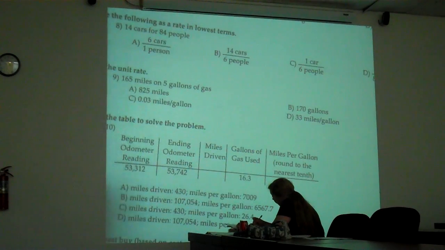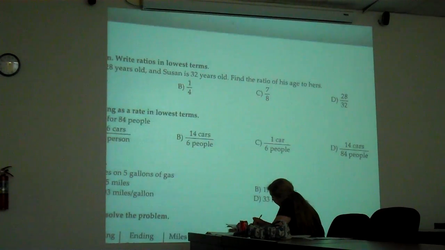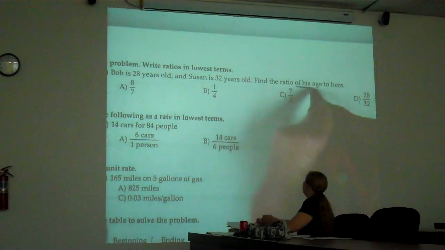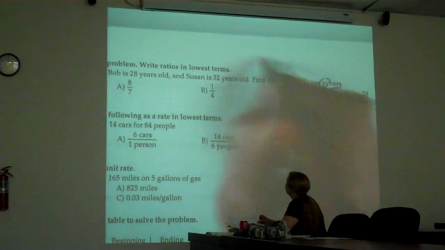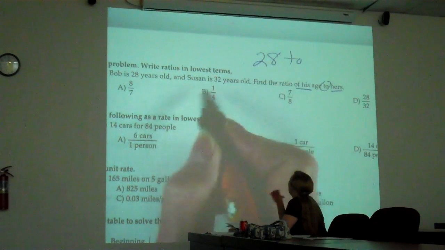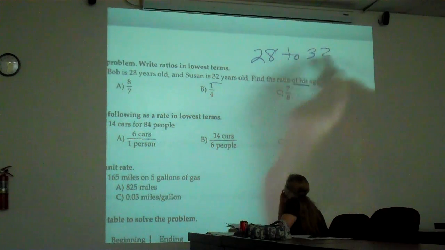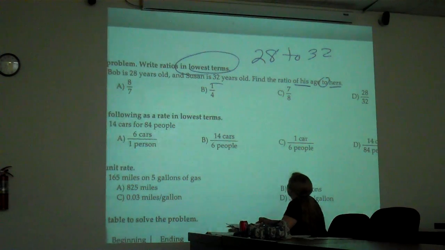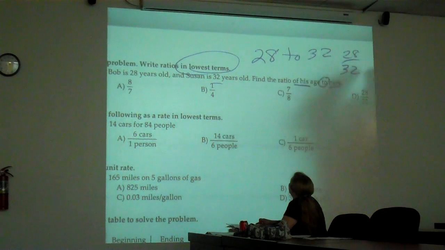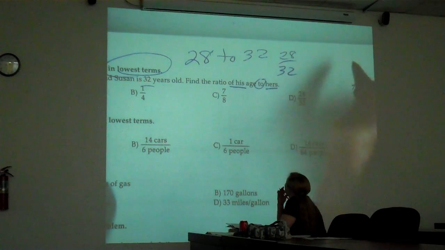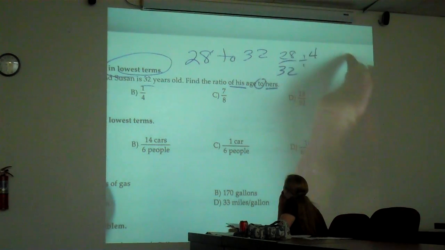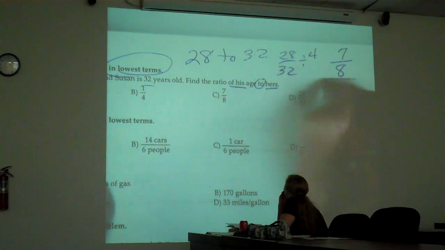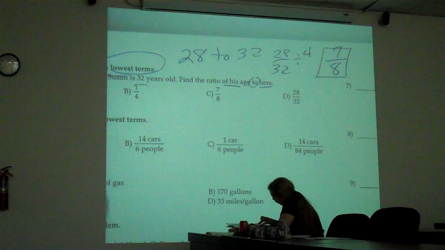Okay, number 7. Bob is 28 years old, Susan is 32. Find the ratio of his to hers. His 28 to hers 32. Don't forget to reduce it. So 28 over 32, what can you divide by? You can divide by 4, I think. 4 would be 7 over 8. So 7 over 8, that doesn't reduce.